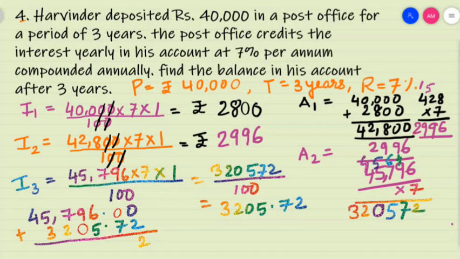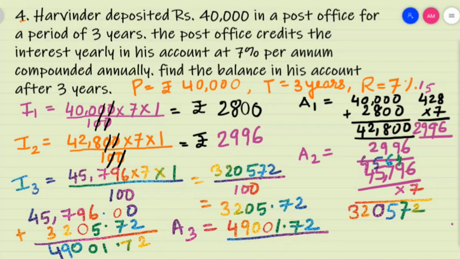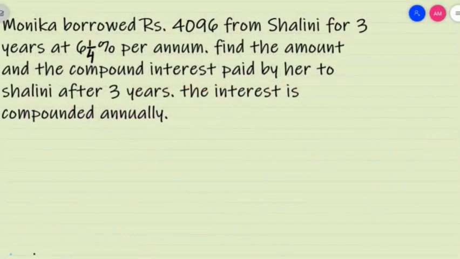So 2, 7, 6 and 5 is 11, 1, 9 and 1 is 10, 0, 1, again 0, 1, 9, 4. So 49,001. So the amount after the third year will be 49,001.72. Okay. So find the balance in his account after the third year. After the third year, there will be 49,001.72 in his account. Yes, come on dear children, let us move forward with the next question.